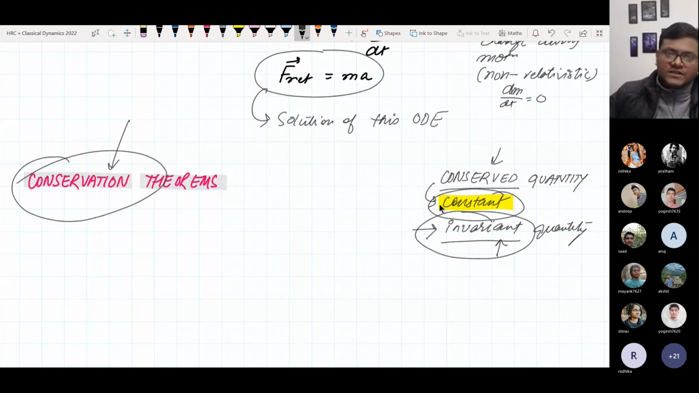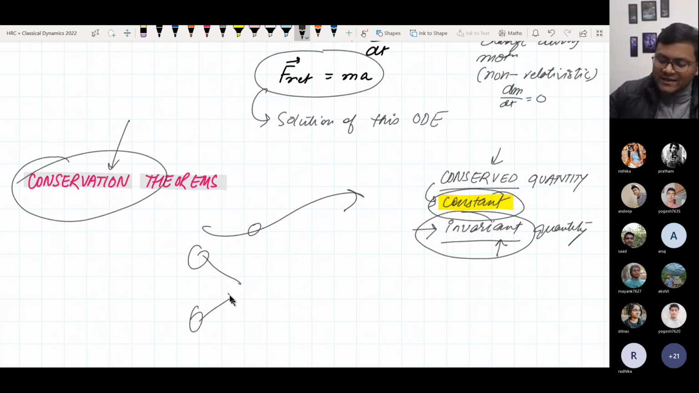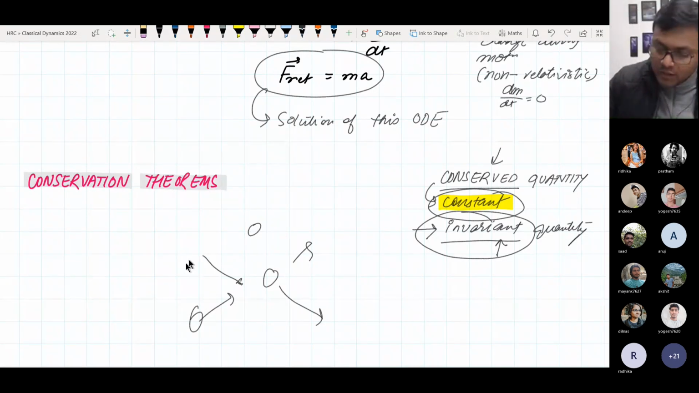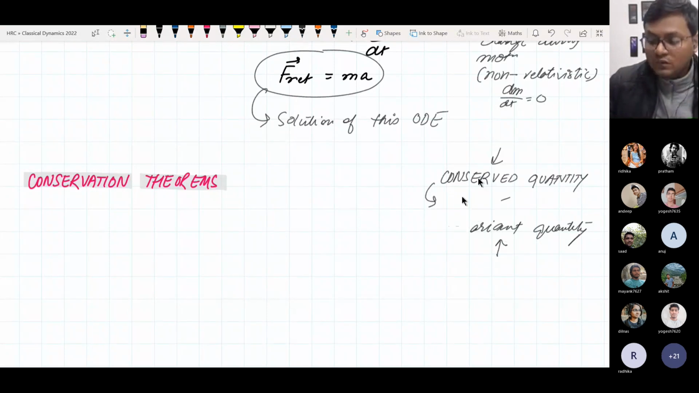Before and after a process has happened, before and after an interaction, during the evolution of a system, anything. We're not talking about going from one frame of reference to another. We are talking about the process or the evolution of a system. If a particle is moving from here to here, we are talking about the evolution of that system. If there are two particles that are interacting, what happens after the interaction? So we are really talking about what happens to a particular quantity as a system evolves.